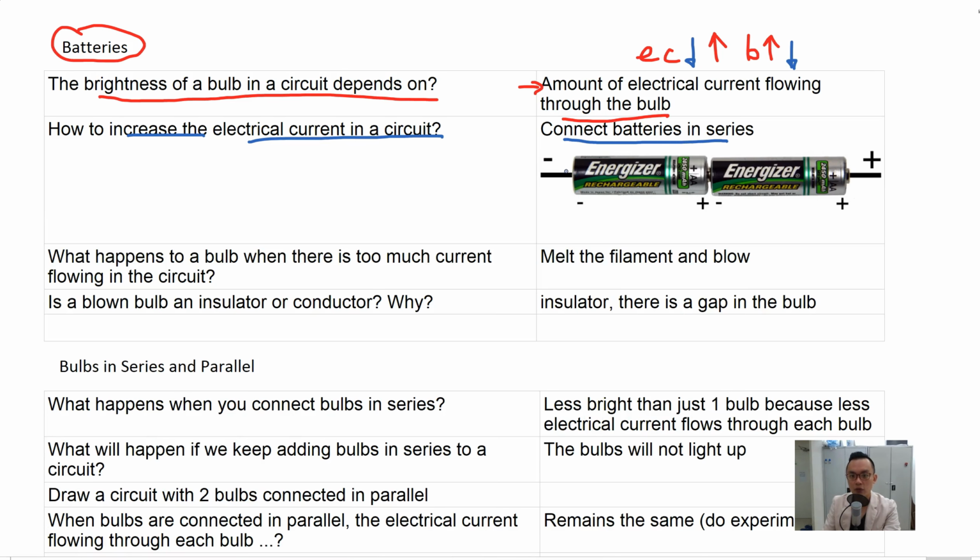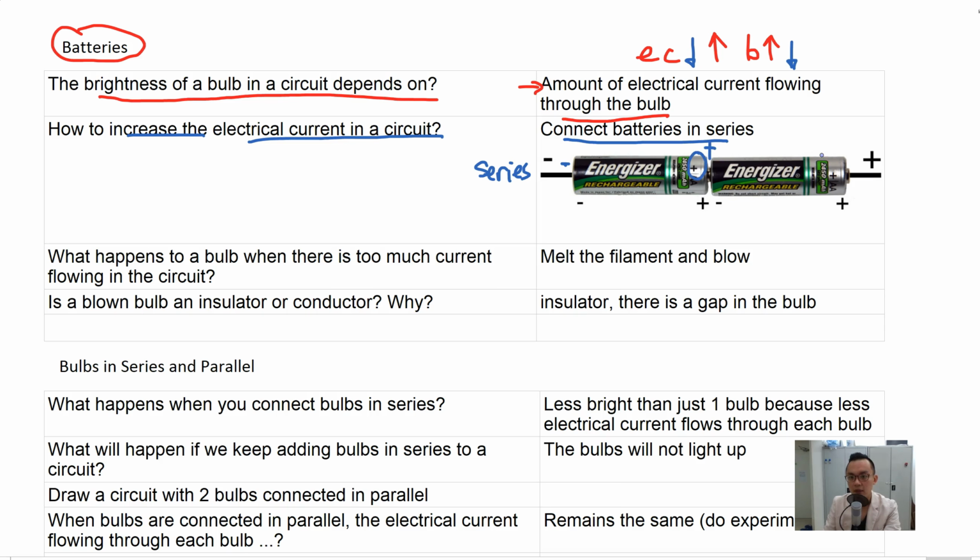Okay, so I've drawn for you the battery here and two batteries. So this is actually what connecting in series. This is connecting in series. All right, so this is the negative part of the battery. This is the positive part of the battery.